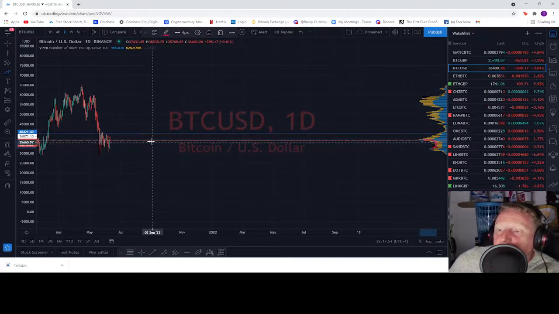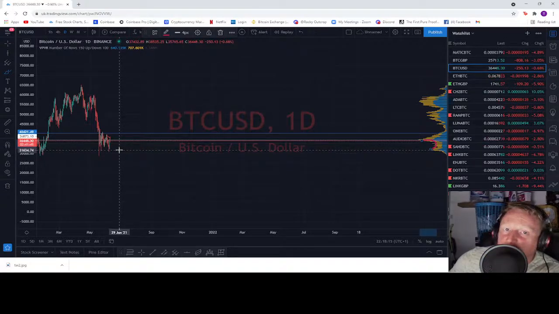So if Bitcoin does break down, it will most likely get supported through this area of lots of trades. There's lots of trading volume in this area. And if you look, it saved Bitcoin's bacon there as it touched those wicks. So that was good that there were all those traders wanting to trade in that time frame.